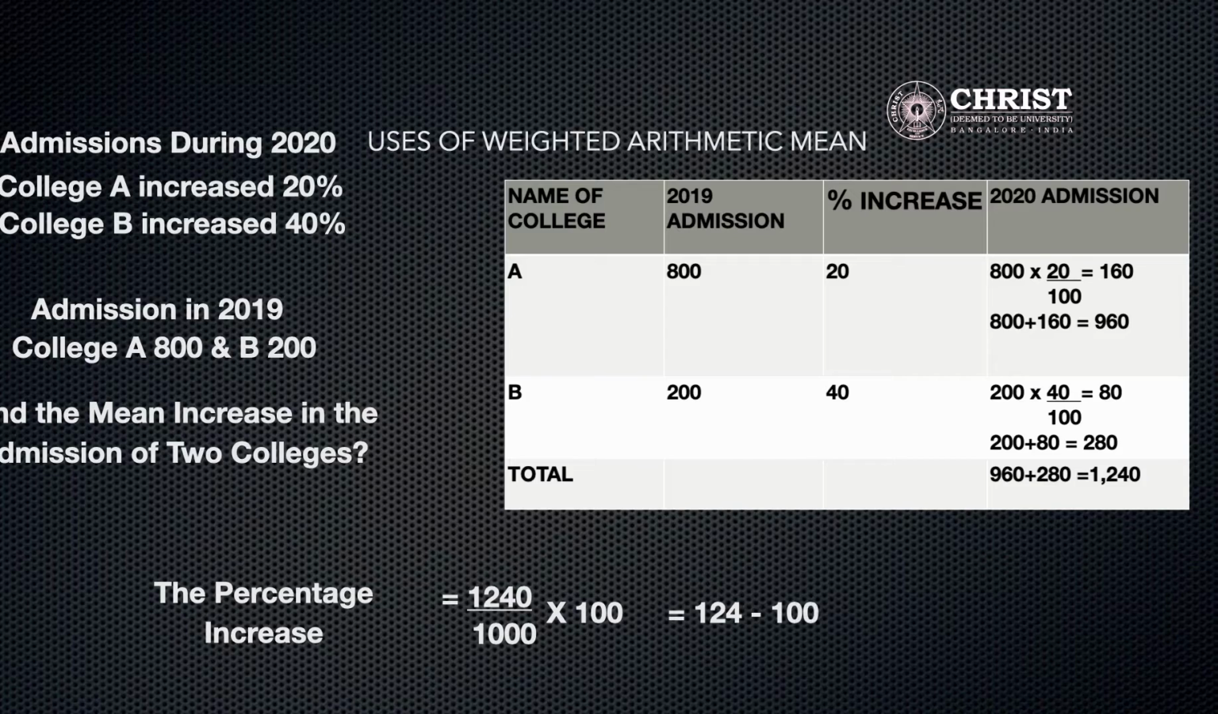Now you can calculate the percentage increase. 1240 divided by 1000, that is 800 plus 200, into 100, so 124. Minus 100, so you have to subtract 100 for the percentage increase. So you are getting the percentage increase as 24%.